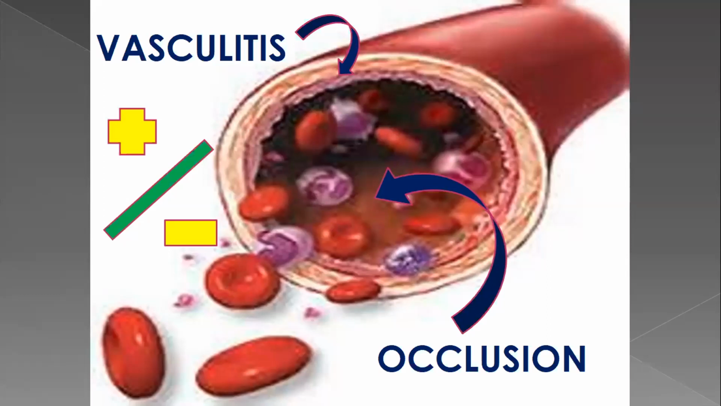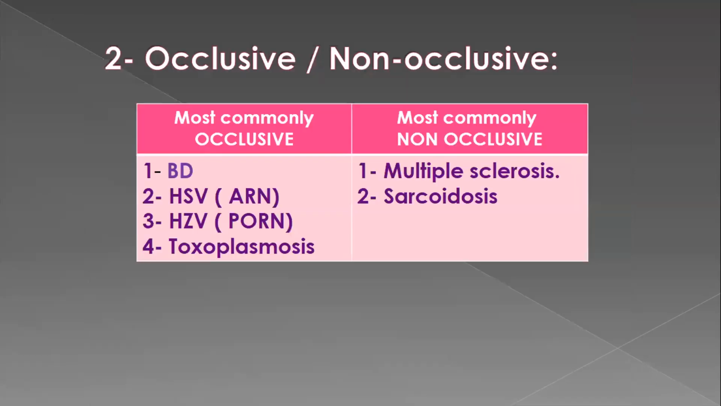a noticeable inflammation. So you examine the patient, you find no uveitis, you find pure occlusion. And these are really missed because we focus on the ocular problem as if we are treating an eye without a body, so to speak. The following diseases are most commonly occlusive. It is rare to find a patient with vasculitis without occlusion in these diseases. Behçet's disease, herpes viridi involvement, whether simplex or zoster, and toxoplasmosis.